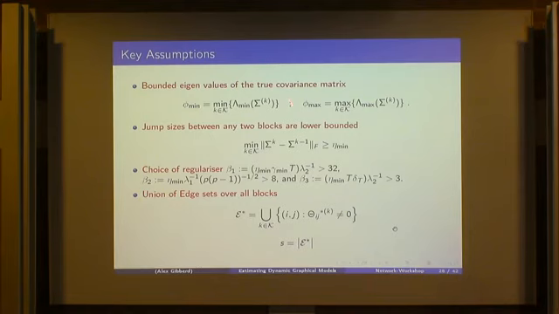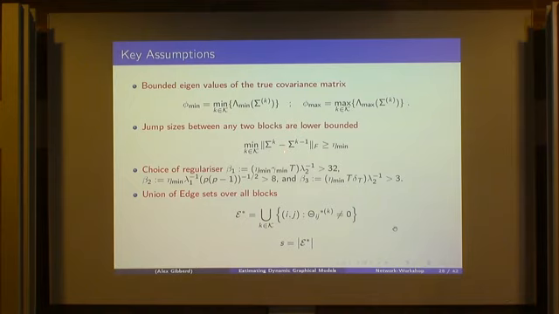So the minimum and the maximum eigenvalue are bounded. And the jump sizes, this is something that comes up typically even in the classical change point literature. You need a certain separation between your parameters that are changing over time. If that jump size is too low, that would be problematic for most of the methods to find or estimate the change point. So you need a sufficient gap between your neighboring covariance matrices.